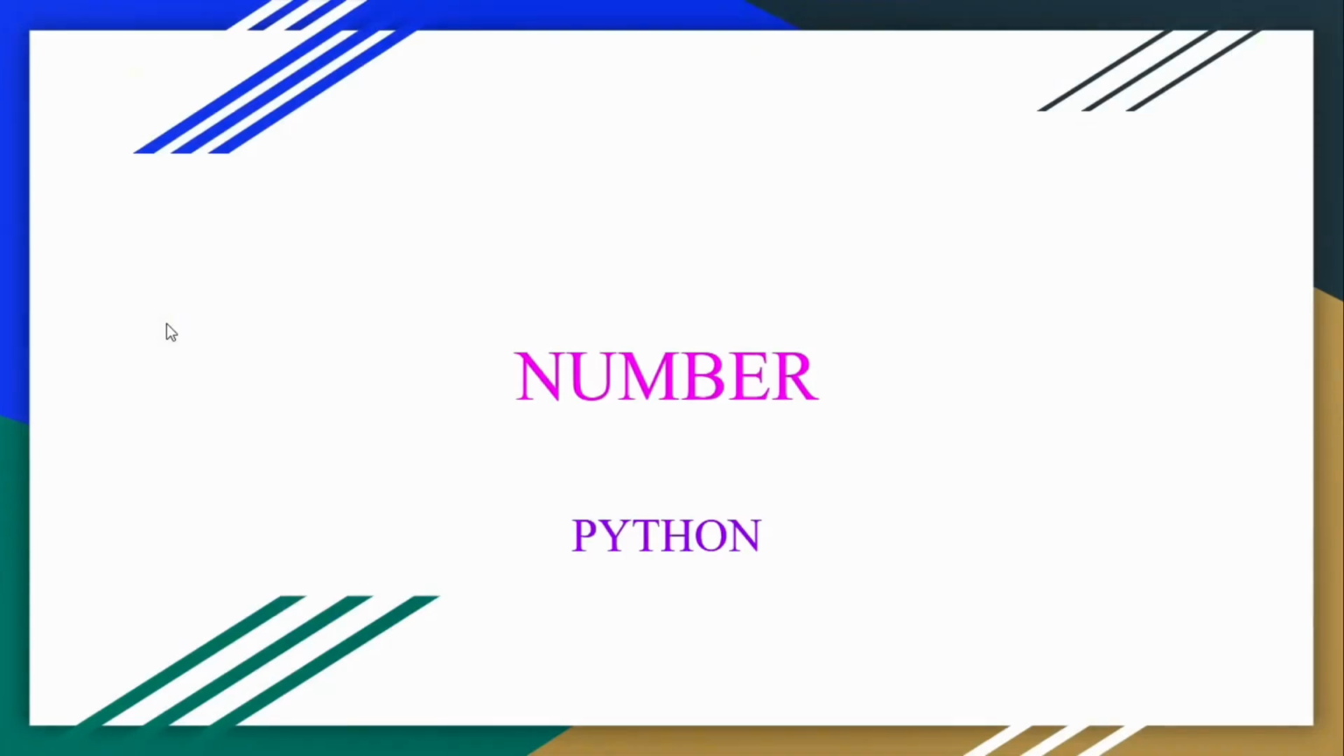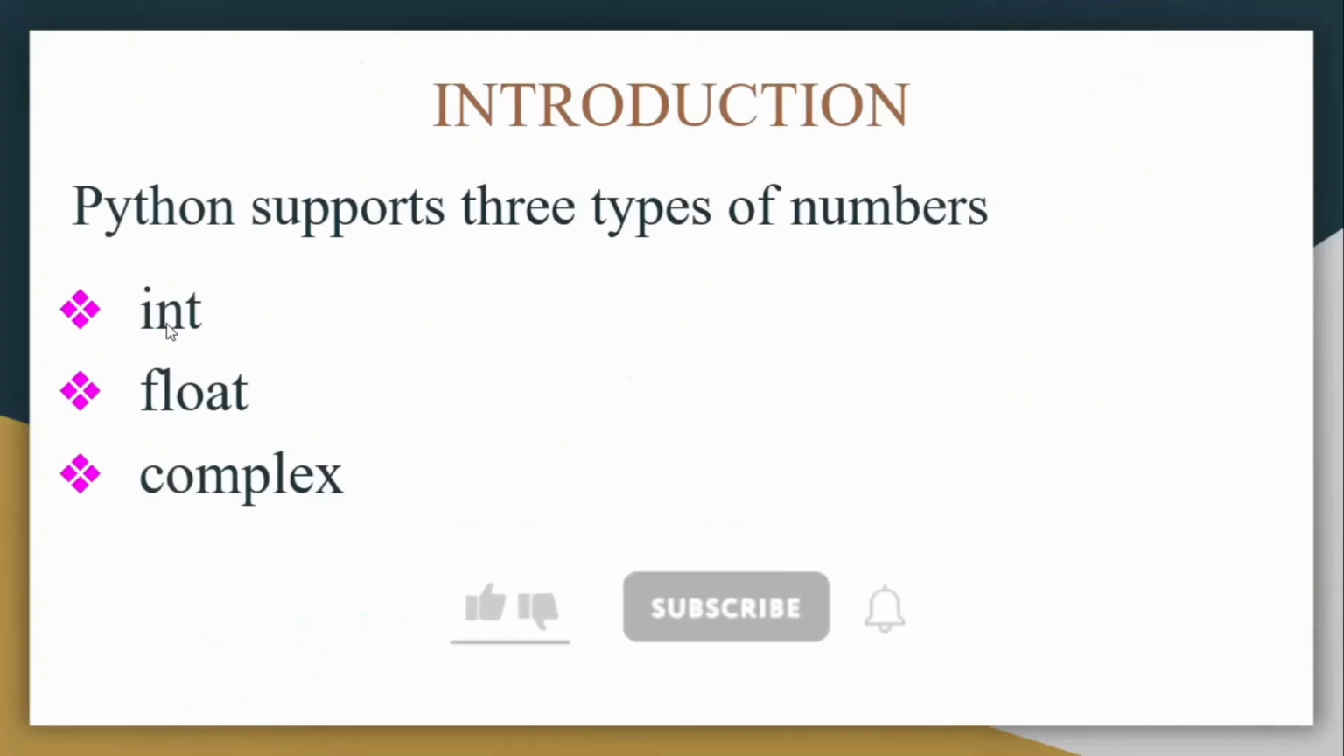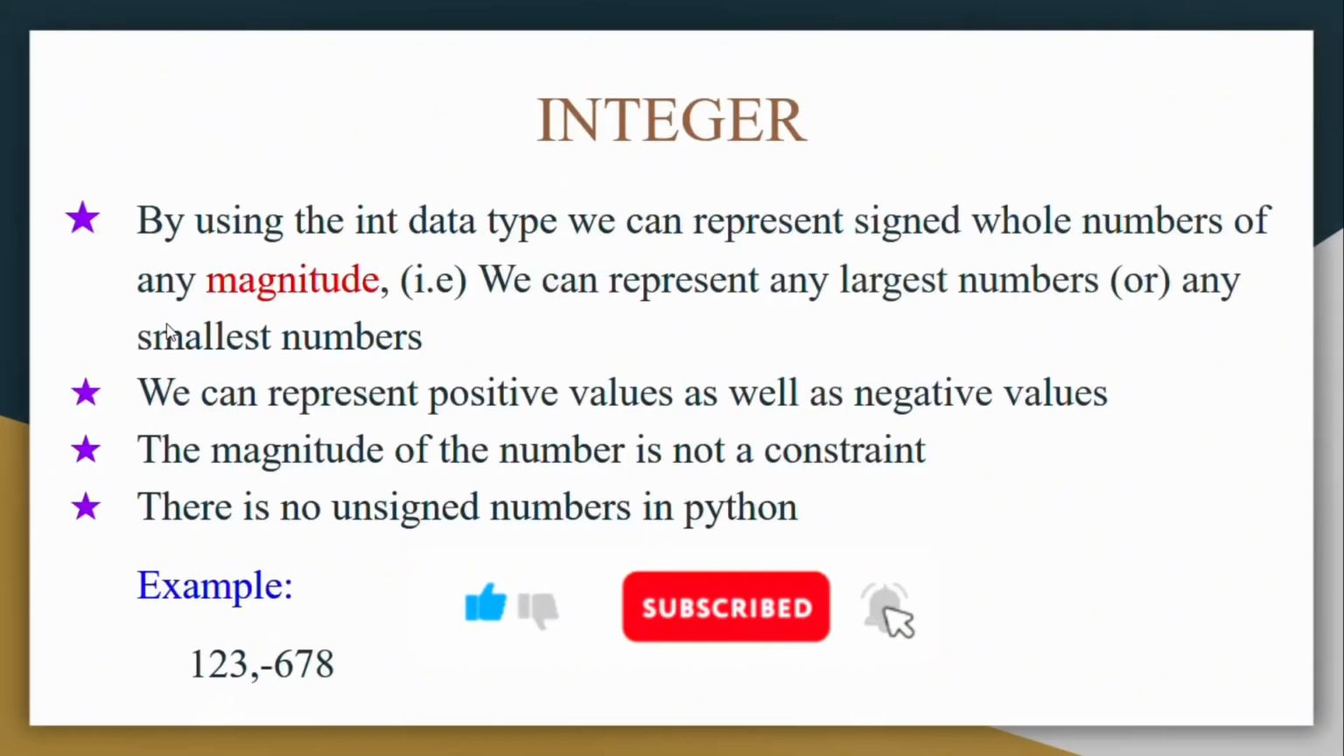In this video, we will discuss number data type in Python programming language. Python supports three types of numbers: integer number, float number, and complex numbers. By using the integer data type, we can represent the signed whole numbers, positive or negative, of any magnitude. We can represent any largest number or any smallest number by using this integer data type.